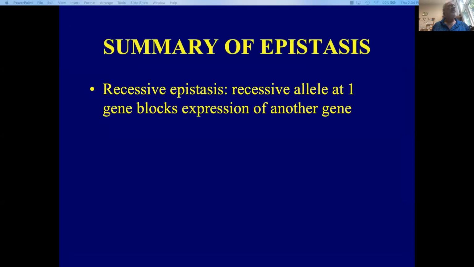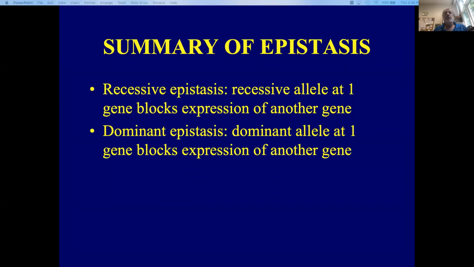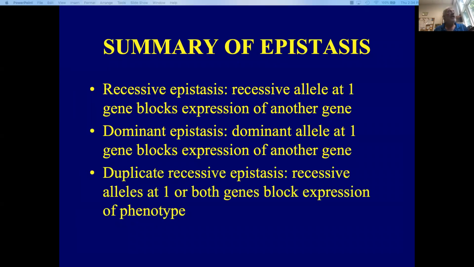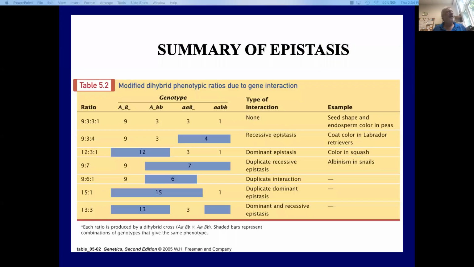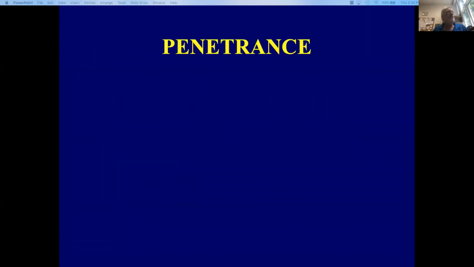So summarizing epistasis then. Recessive epistasis, a recessive allele at one gene blocks expression of another. Dominant epistasis, a dominant allele at the epistatic gene blocks expression of the other gene. And duplicate recessive epistasis, recessive alleles at one or both genes block the expression of the phenotype. And this table from your textbook summarizes epistasis. I don't need to go through that. You'll be able to look at that on your own.